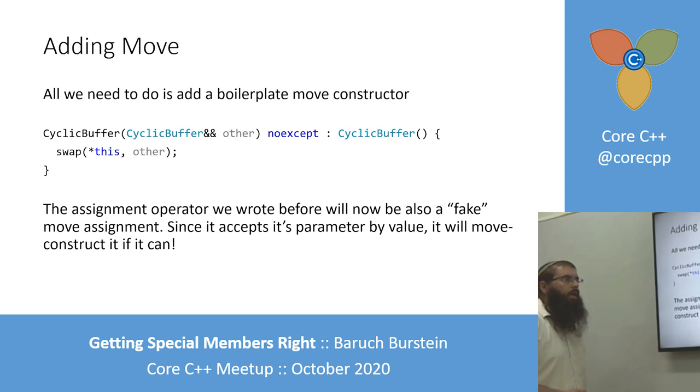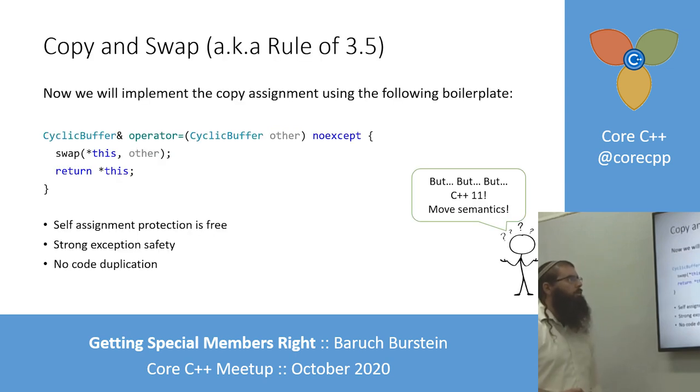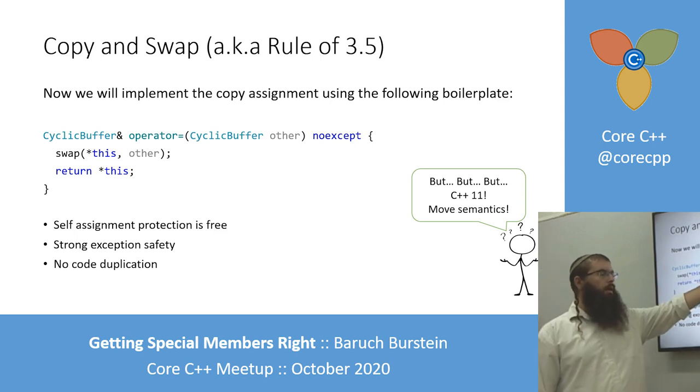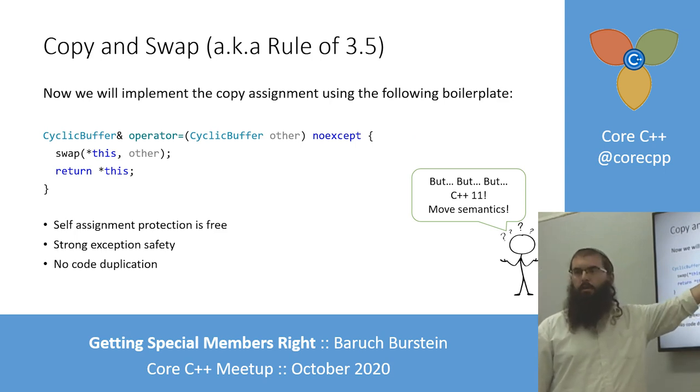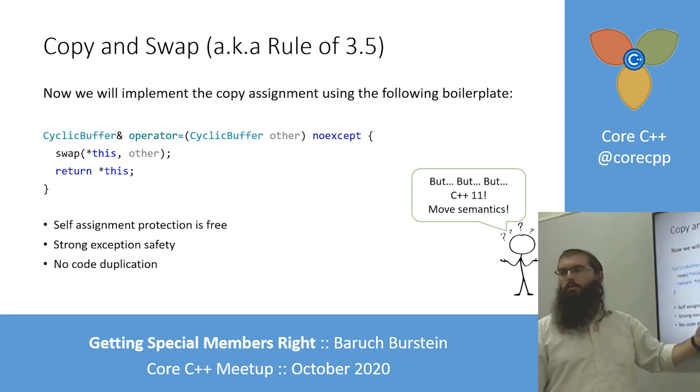And we also get for free a move assignment. Since the move assignment operator that we wrote over here took by value, if we pass an R-value, it will be moved into other and continue as usual. Just doubles as a move assignment.